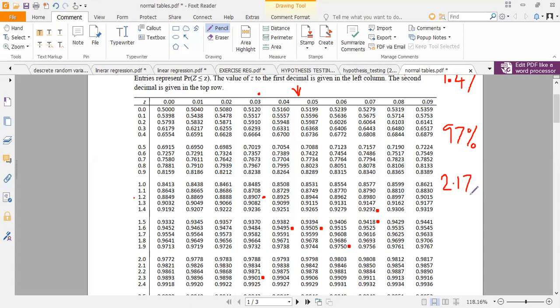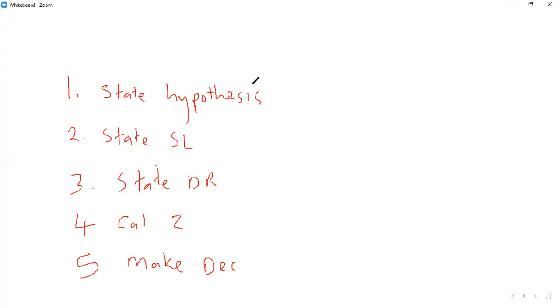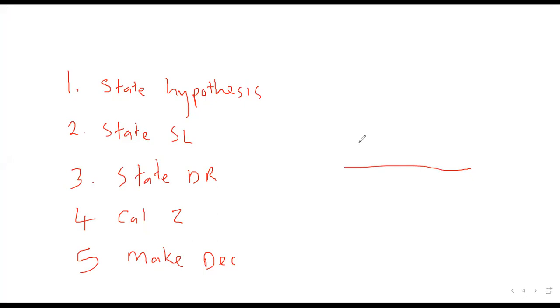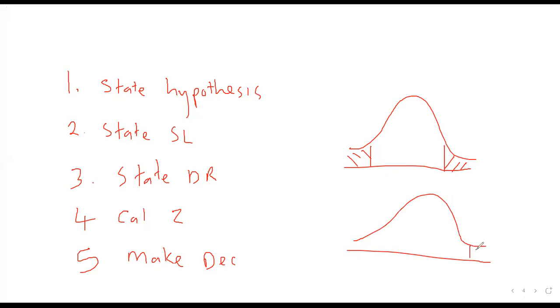We're dividing by 2 because it's a 2-tailed test. A 2-tailed test means we are looking at it from 2 tails, this side and this side. A single-tailed test means you're looking at it from 1 tail, either the right-tailed test or the left-tailed test, which I'll explain later. For now, I'm just dealing with a 2-tailed test. Now, hypothesis testing has the following steps. You need to state the hypothesis, state the level of significance, state the decision rule, calculate the Z, and make your decision.